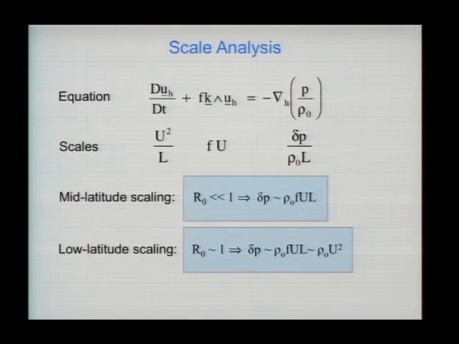Because the Rossby number is 1, we can take it out here. So this is the value of the Rossby number that's most applicable to the extratropics. This, I'm asserting, is a number that's more applicable to the tropics.